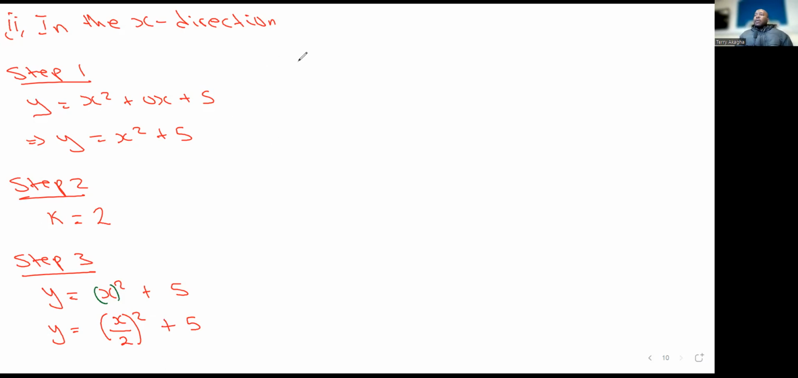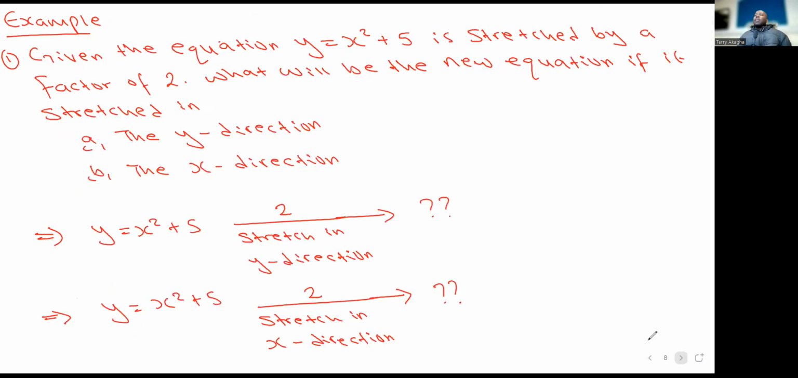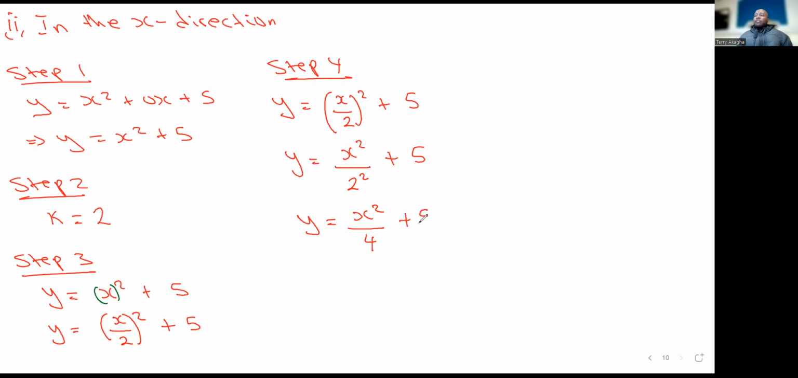So step 4 now, okay? What does step 4 say? Expand and simplify to get a new equation. All right, so let's play around now. Let's expand. So we have y is equal to x over 2 squared plus 5. If you open the bracket, y is equal to x squared divided by 2 squared, right? Laws of indices. Please, if you've forgotten the laws of indices, go back and have a look. I have a video on this, and we'll talk about the several laws of indices. So we now have y is going to become x squared divided by what? 4 plus 5. Are you seeing it?